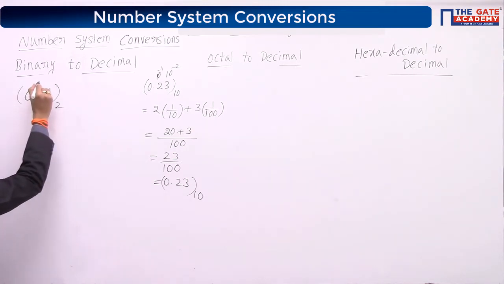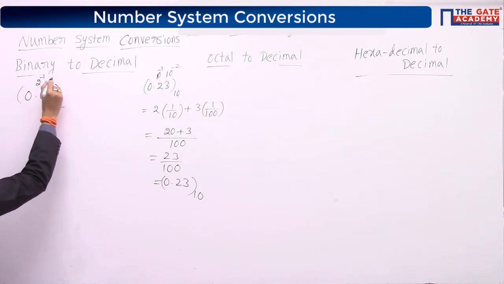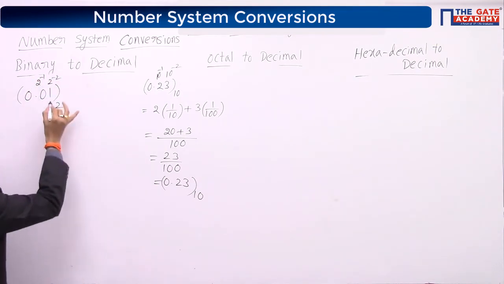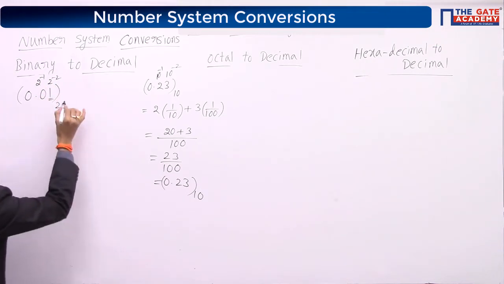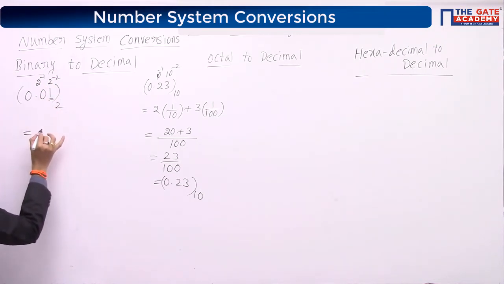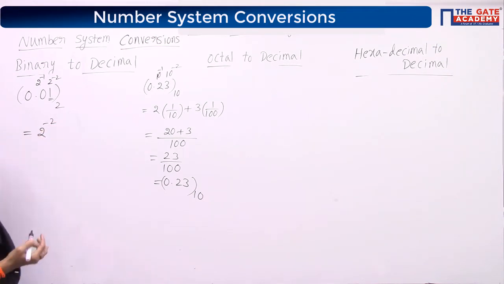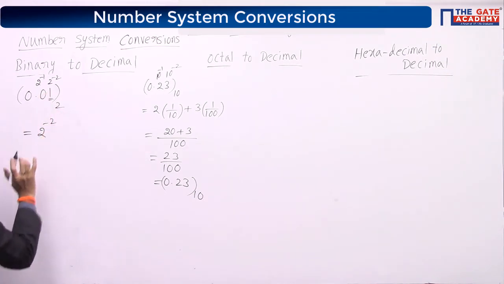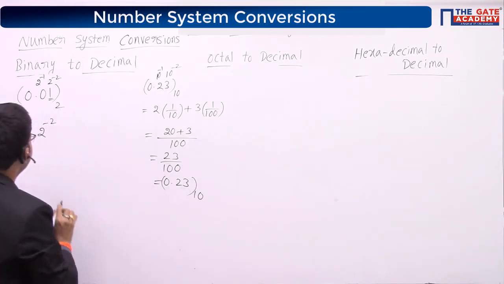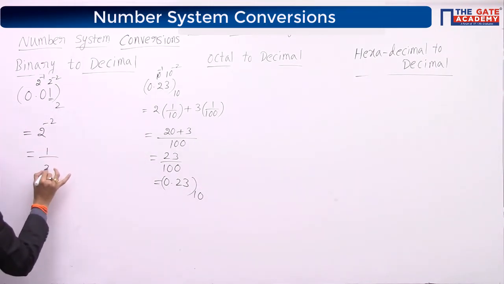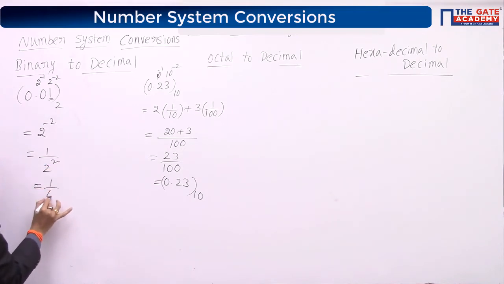So here position weights will be 2 power minus 1, 2 power minus 2. Here I am having only a single one under the position weight 2 power minus 2. So you consider only that particular position weight, where the corresponding bit is 1. Right? So 2 power minus 2 is nothing but 1 by 2 square, that is nothing but 1 by 4, which is nothing but 0.25.